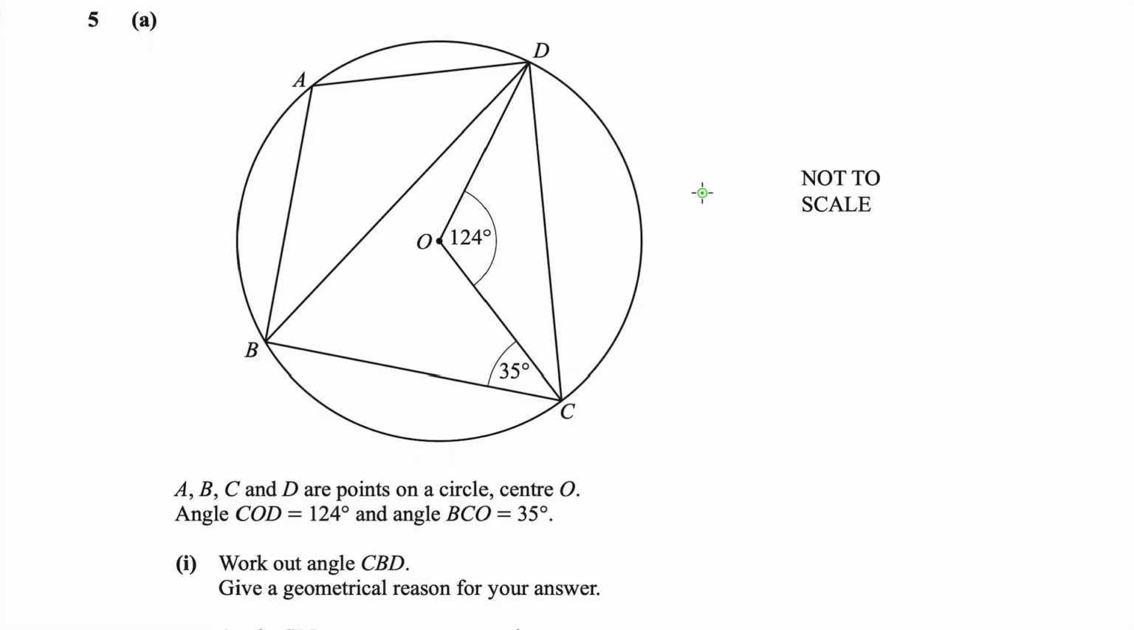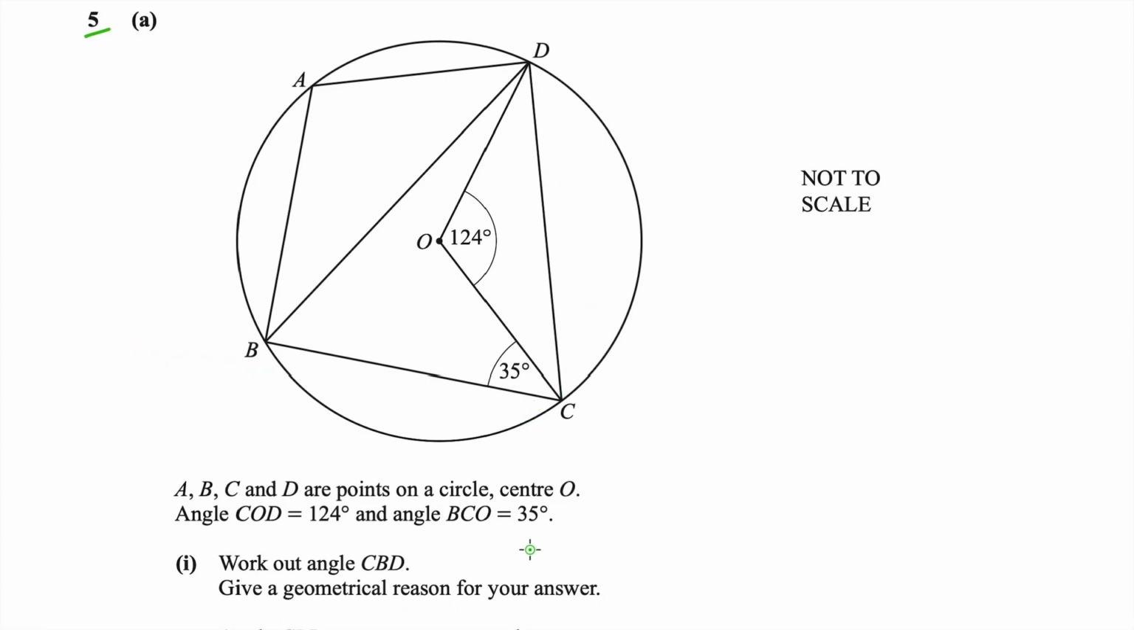Hello friends, welcome back. In this video, we are going to do question number 5. So let us start. A, B, C and D are points on a circle with center O. Angle COD is equal to 124 and angle BCO is equal to 35. So the first question is work out angle CBD and give a geometrical reason.